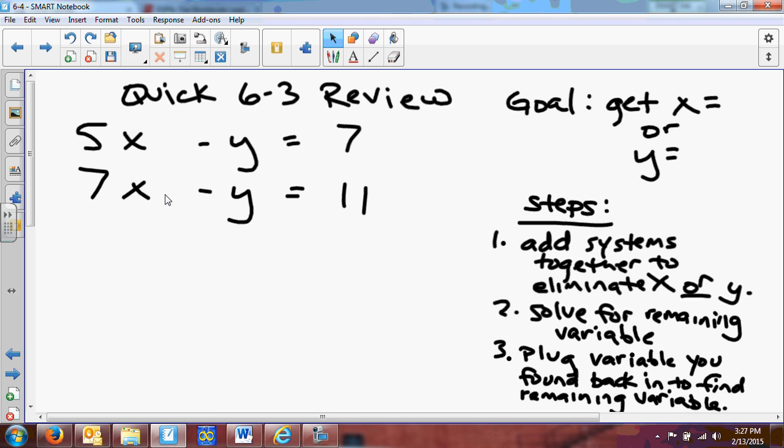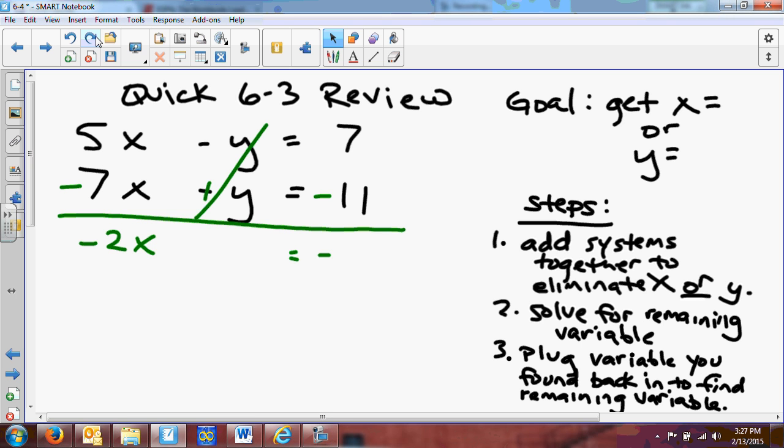5x minus y is 7. 7x minus y is 11. We would normally be ready to add these together, except my y's are really similar and have the same sign. So step one is to change the sign of everything on the bottom. Once you do that, you can start adding stuff together. Those will cancel. 5 minus 7 is -2. 7 minus 11, come on now, -4. From there, we solve. -2x equals 4. Divide both sides by -2.